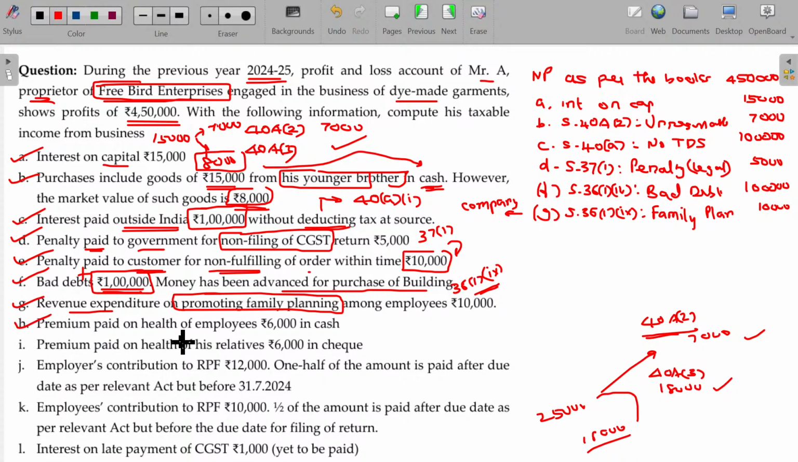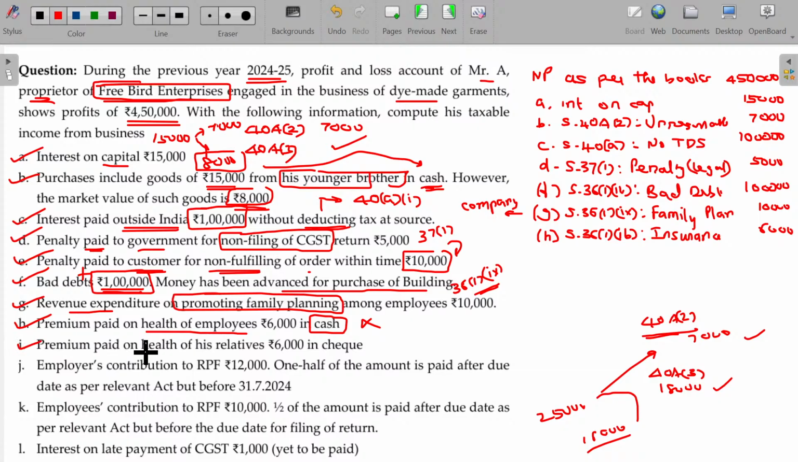H. Premium paid on health of employees. In case any premium is payable for the health of employees, it should not be in the form of cash; it should be group health insurance and insurance schemes approved. These are the conditions we studied. Here, this is paid in cash, so this is not allowable to deduct. H: under section 36, clause 1, subclause 1B. Insurance for health, not deductible, 6,000.